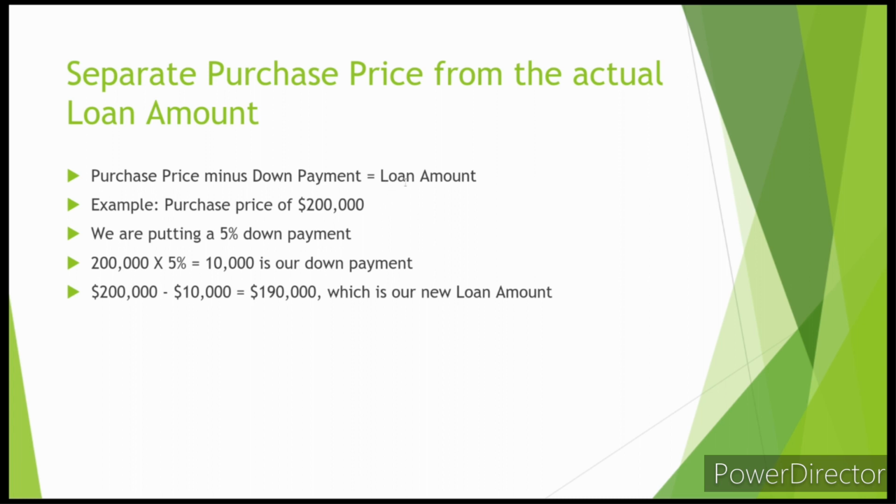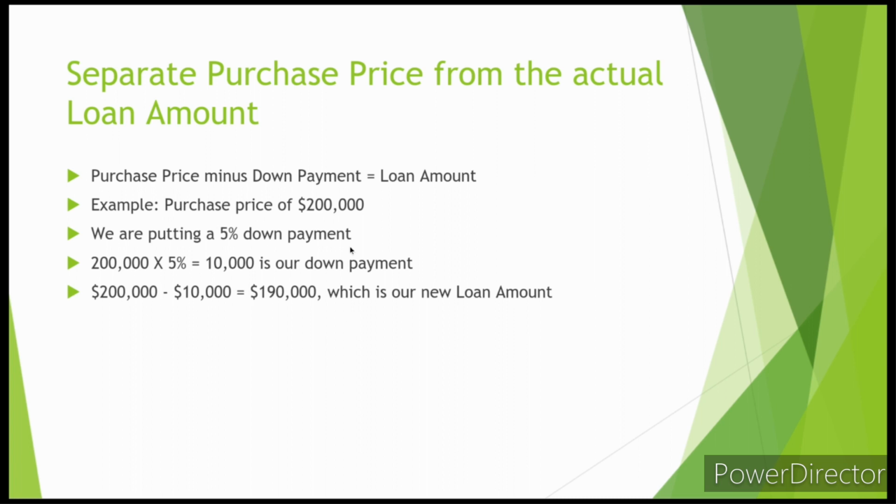So to find out what my loan amount is going to be, I'm going to subtract: 200,000, which is the purchase price, minus 10,000, the down payment, and that equals 190,000. So now I know what my loan amount actually is. So remember these numbers, because whenever we go to plug them into the mortgage calculator, we're going to use these same numbers right here.